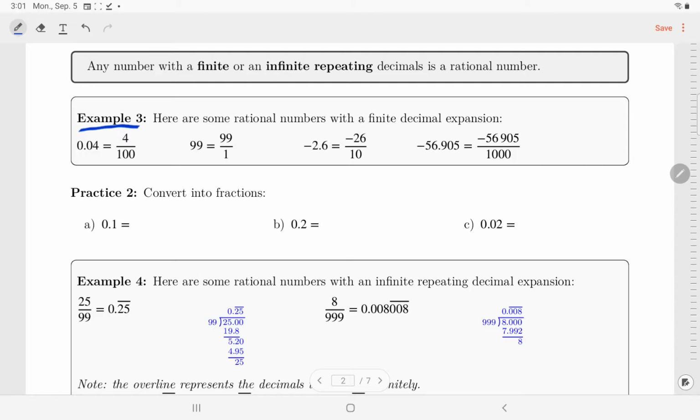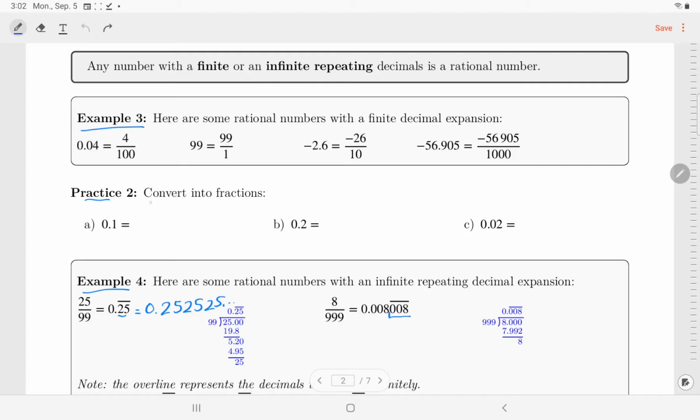So here are some examples of rational numbers where the decimals end, so 0.04, 99, negative 2.6. And in example 4, we have rational numbers where decimal places are repeating decimal digits. So 0.25 and 25 keeps repeating. So we can rewrite it as 0.25, 25, 25, and so on. And here 0.008 repeats. In both cases, these represent rational numbers.